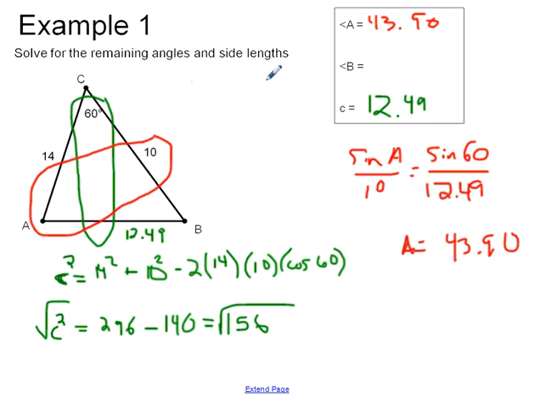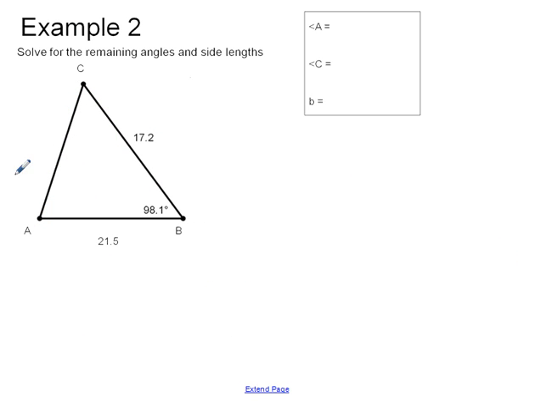Okay, and then to find the last one, you have these two angle measures now. Oops, 43.90. Since you have these two angle measures, you just subtract them from 180 and end up with 76.10. That's it. There's your law of cosines. Alright, here's the next one.